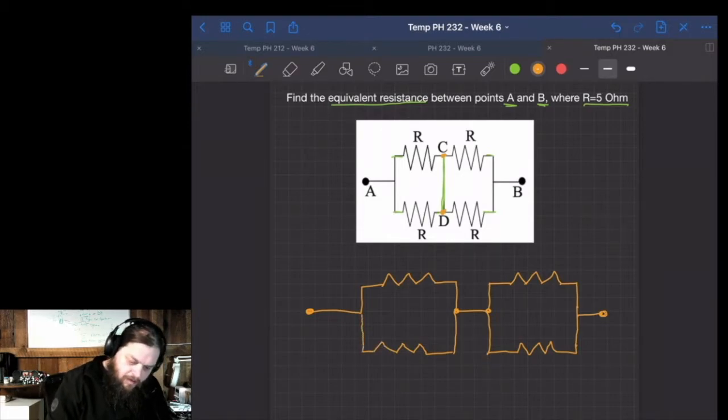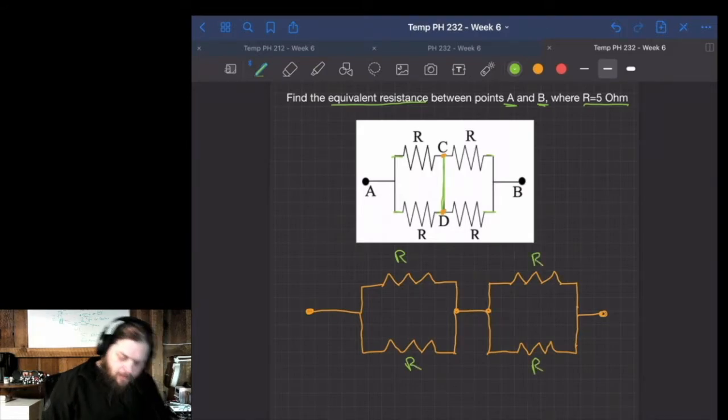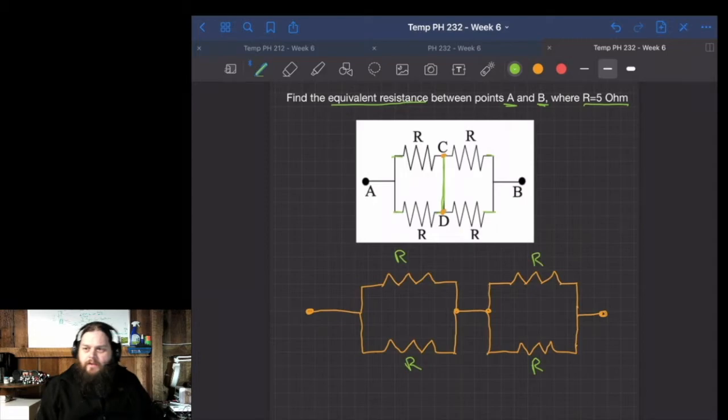That was a poorly drawn resistor. That's better. All of these have the value of R. So really what I have here is 2 groups of resistors, and within each group the resistors are tied together in parallel, but between the groups they're tied together in series.